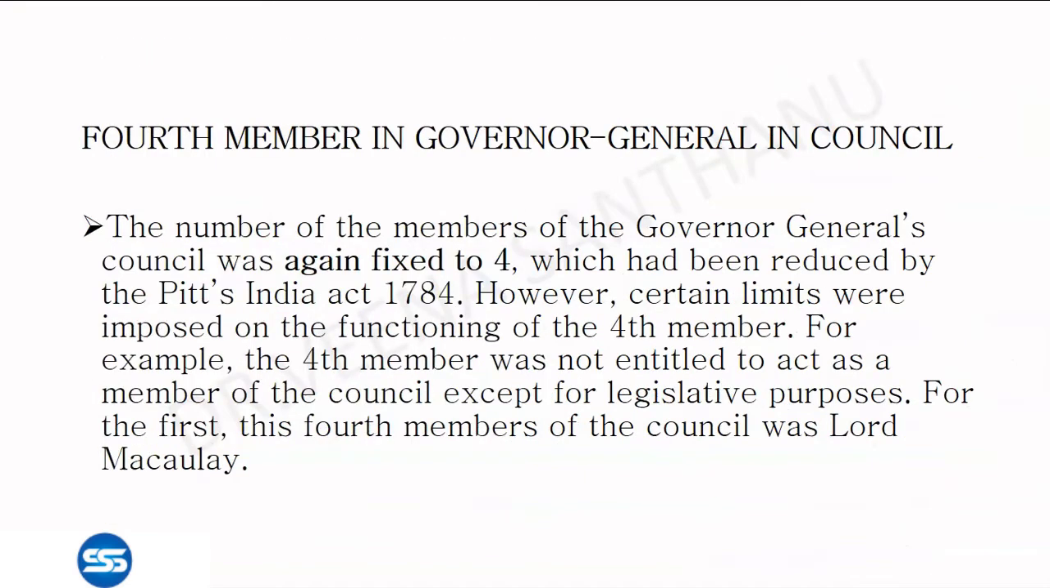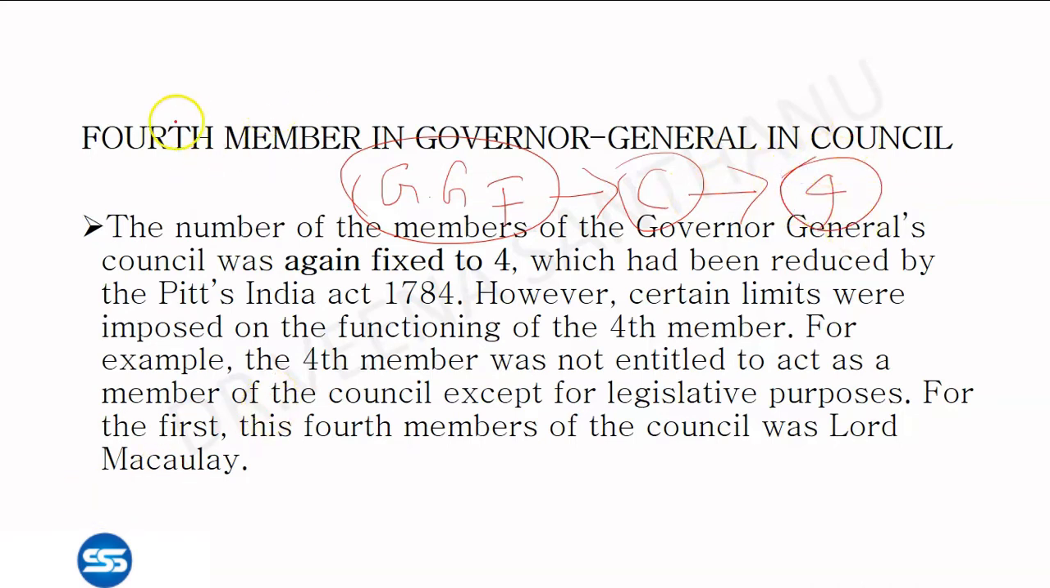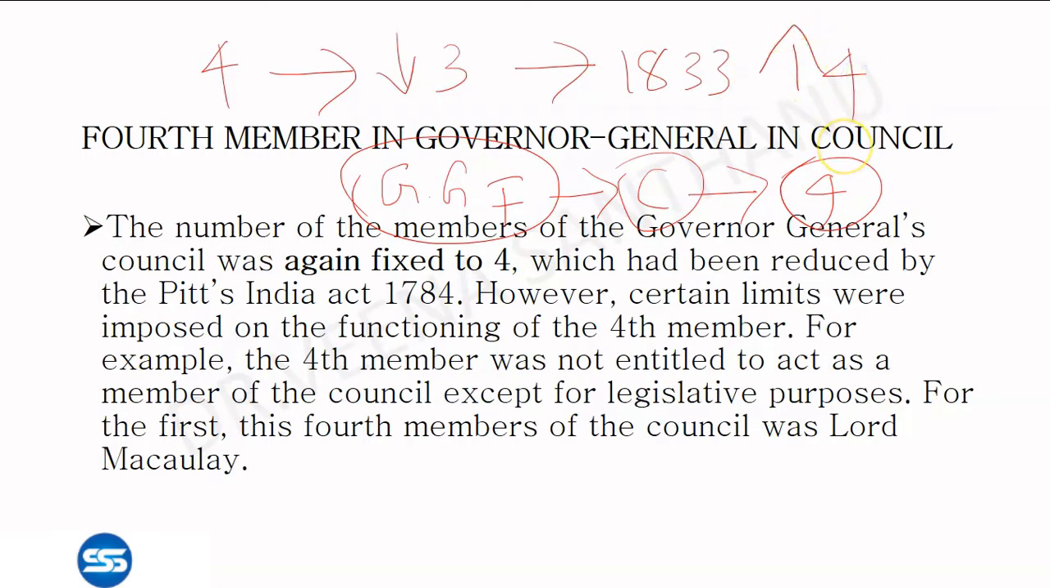And regarding this, the Governor General has a council, that you already know. Now there is no Governor General of Bengal, there is only the Governor General of India for the full India. For the Governor General of India there is a council, and its members were again fixed to 4. What does this mean by again fixed to 4? Because in the 1773 Regulating Act there were already 4 members, but in the Pitt's India Act the number got reduced to 3. And again in the 1833 Charter Act, it was raised to 4. So the number of members of the Governor General's Council was again fixed to 4, which had been reduced by the Pitt's India Act in 1784.